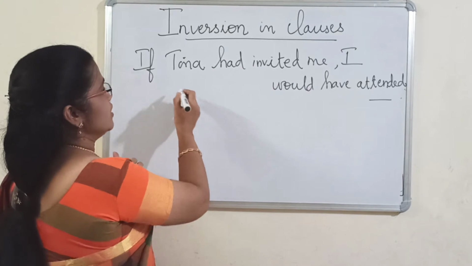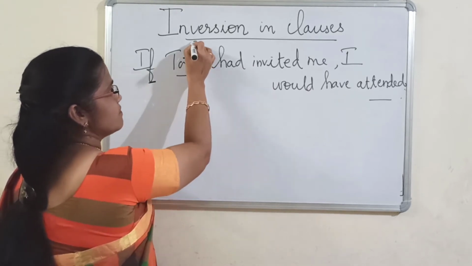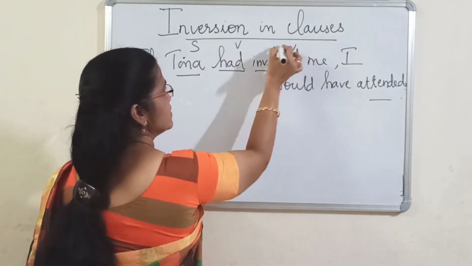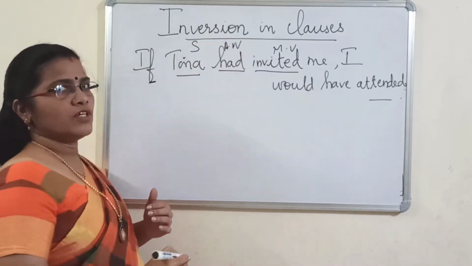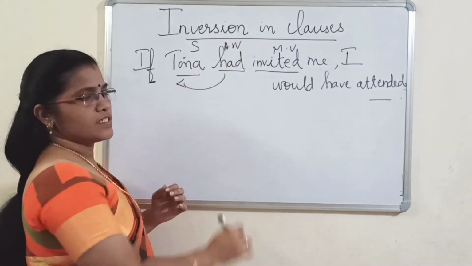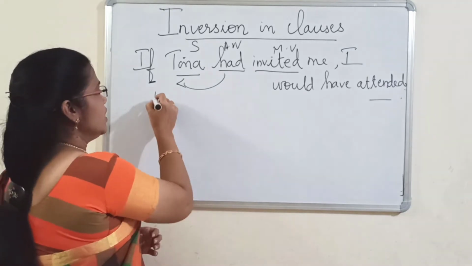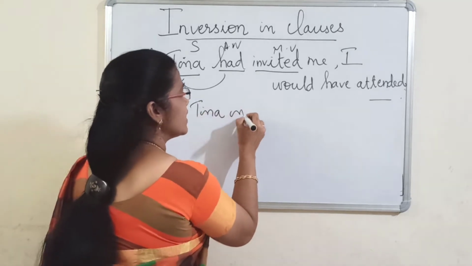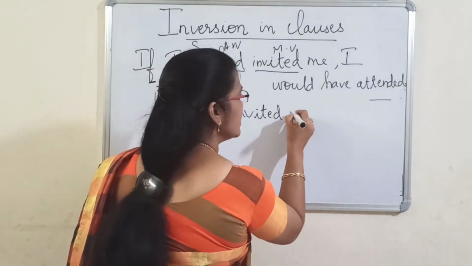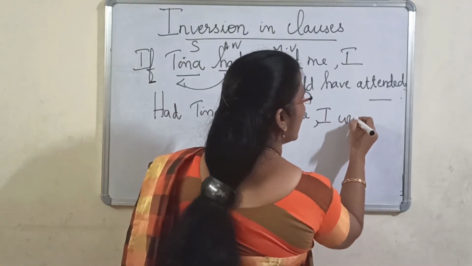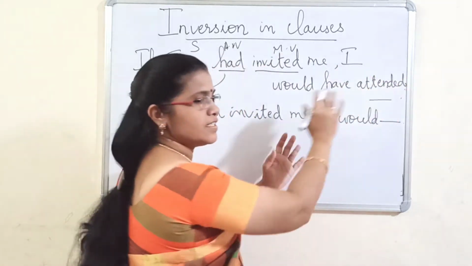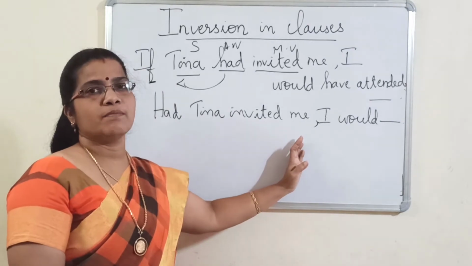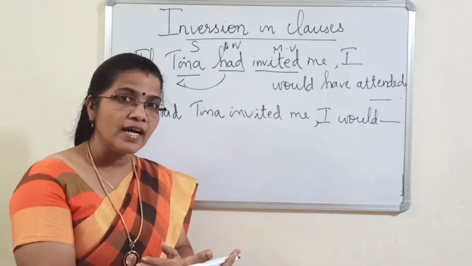And what do you mean by inversion? Now this is the if conjunction, this is a subject and this is a verb. This is the auxiliary verb and this is the main verb. So when you do inversion, you bring the auxiliary verb first. So how can you rewrite the sentence? You can write it like this. Had Tina invited me, I would have attended. There's no change in the second part of the sentence. I would have attended the party. Had Tina invited me. So this is equal to if Tina had invited me.